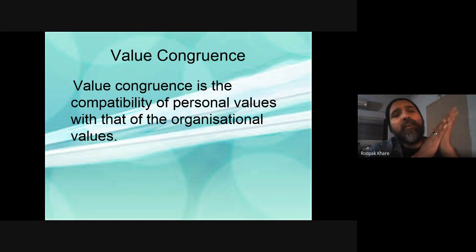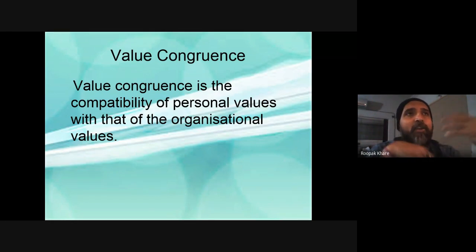So there is something called value congruence. We've been talking about ethics, we've been talking about values. What does that mean? See, there are values a company follows. Like here in India, there is a company called Birla. They don't work in leather. They don't work in any field which is related to killing animals. They just don't work. There are companies who don't work in alcohol, any kind of alcoholic beverages. They don't step into it. There are companies of that sort, right?